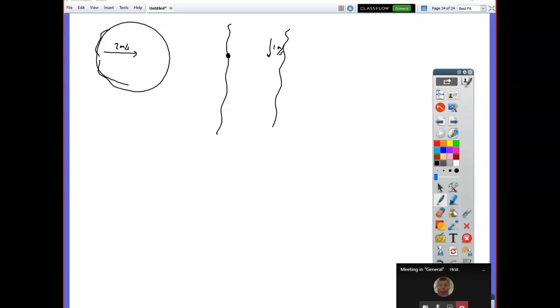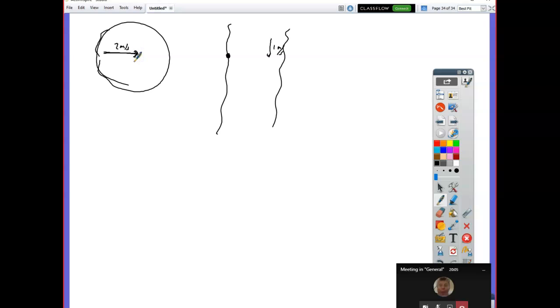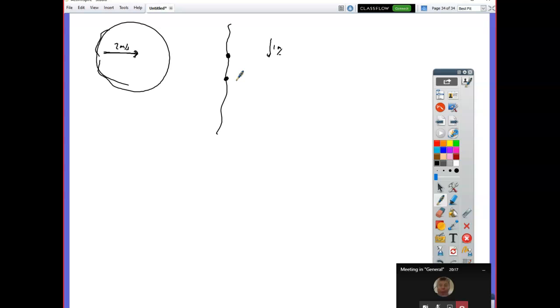I've got a swimmer who's swimming straight this way across the river. He can do it at 2 meters per second. So far, so good? Now we're going to chuck him into a river. The river's flowing at 1 meter per second, and he starts here, and he can swim at 2 meters per second. So how are we going to do this problem?